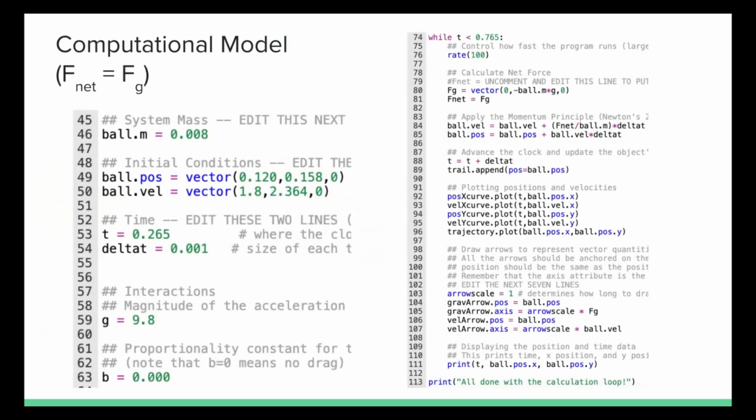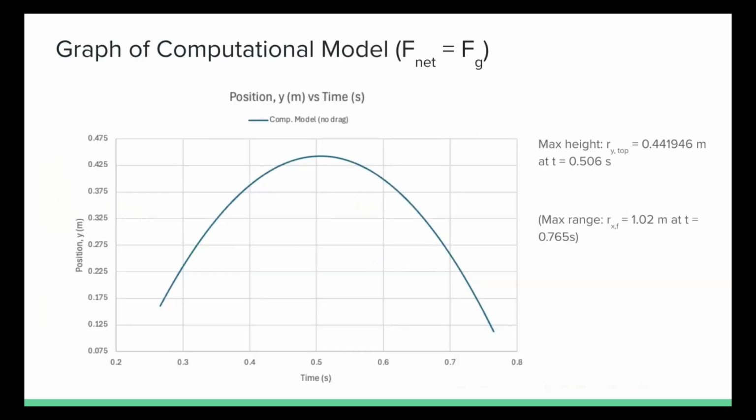Here's the first computational model where Fnet is only gravity. On the left, we plugged in all of the initial values and quantities, and on the right, we ran a while loop to update the object's position and velocity over this time interval. Here the net force is only gravity, so it only accounted for that. And here's the graph that produced, where the max height was 0.441 meters, and the max range was 1.02 meters.